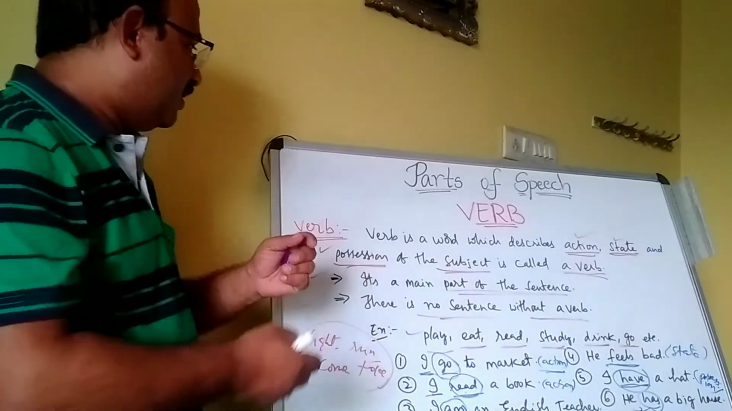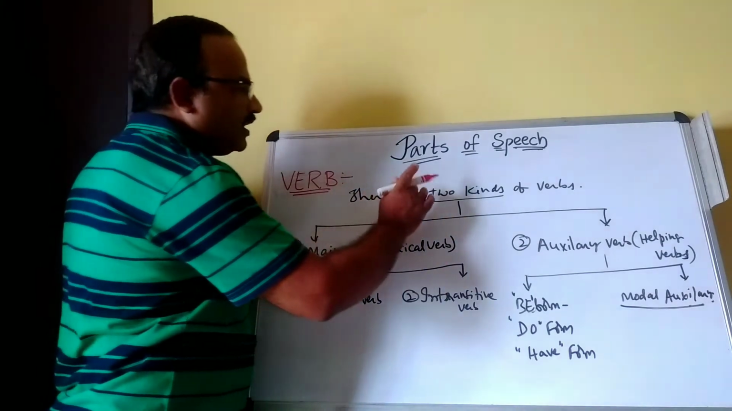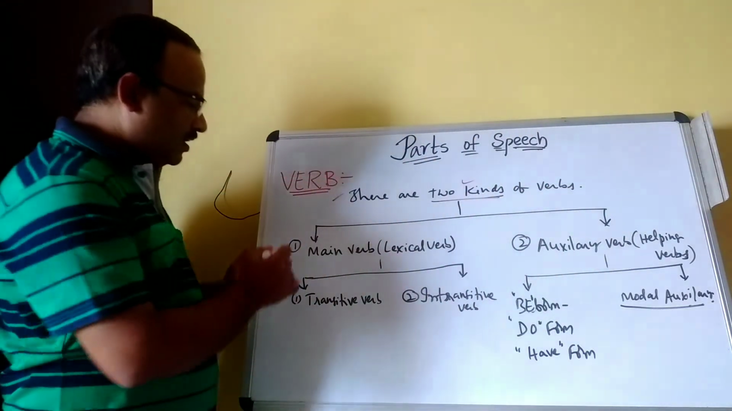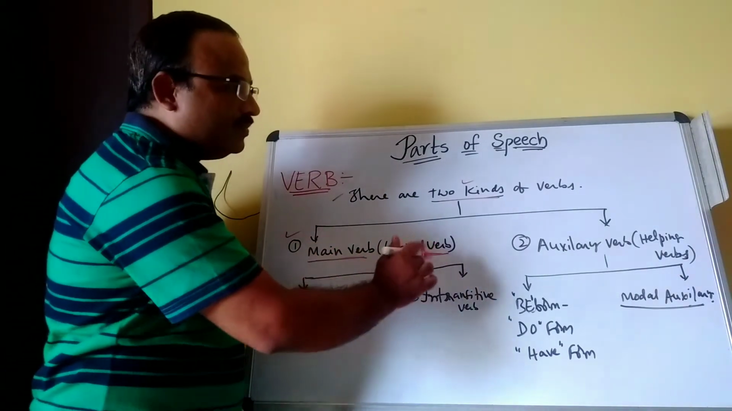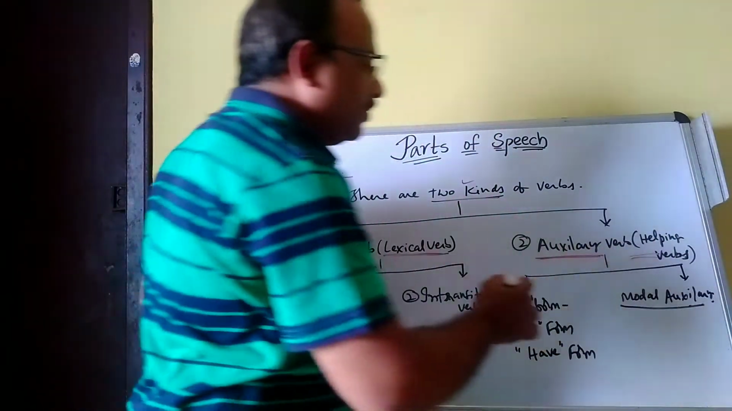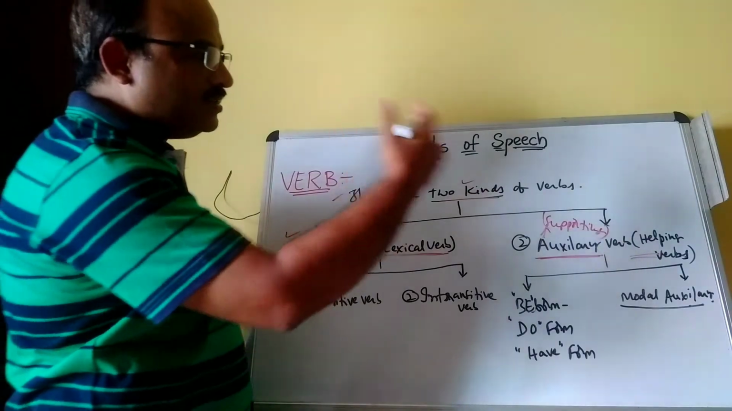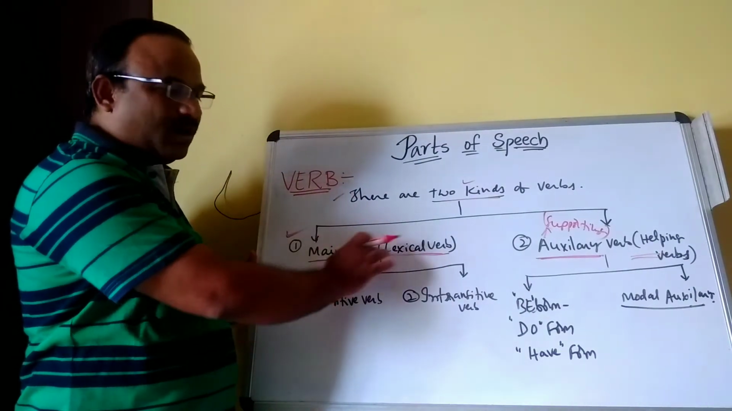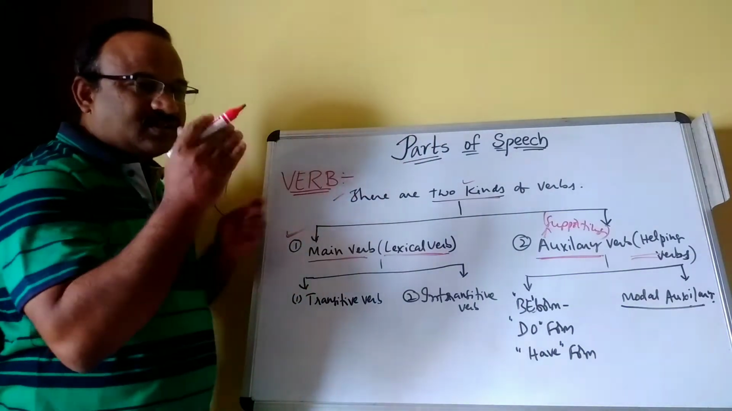Now, let us discuss how many kinds of verbs there are, what they are, and how to use them. There are two kinds of verbs. One is the main verb, or lexical verb. And the second one is the auxiliary verb, or helping verb. Auxiliary means supporting or helping.